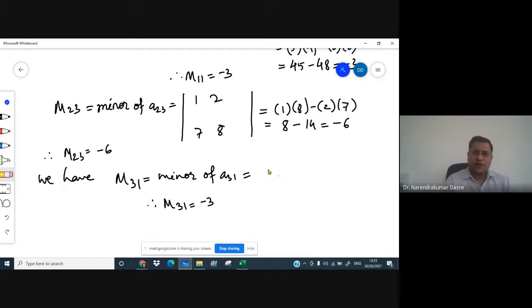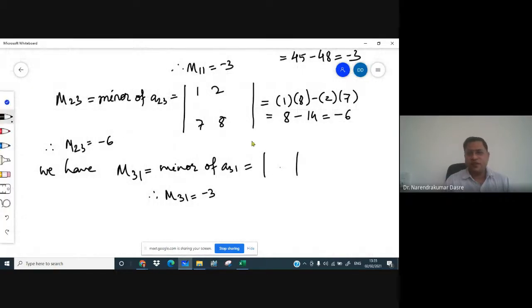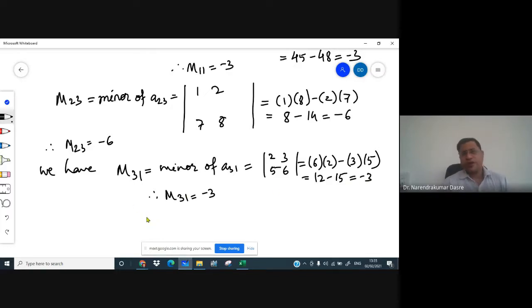So what you got here is nothing but the determinant. Okay, so what was the determinant? 2, 3, 5, 6. Then you calculated this as 6 into 2 minus 3 into 5, so it was 12 minus 15. So it is minus 3, and you calculated in a proper way. Correct. Good.